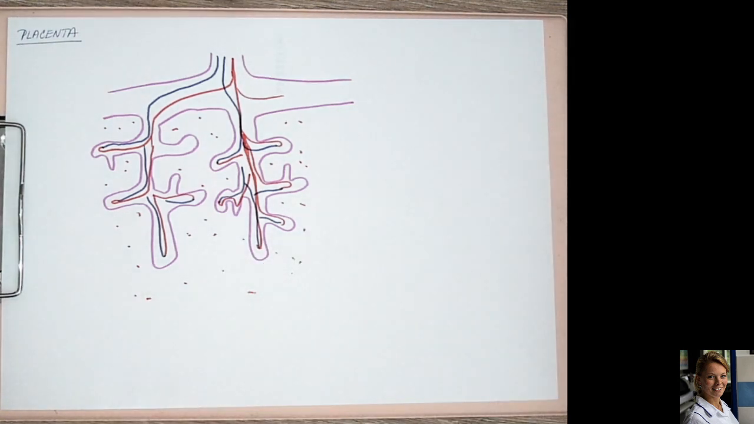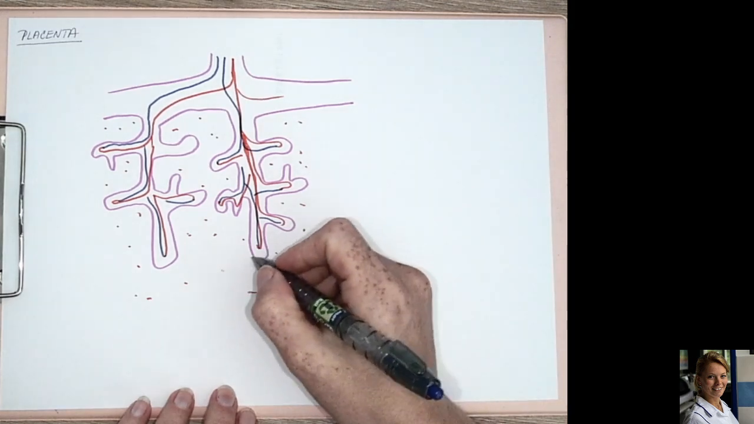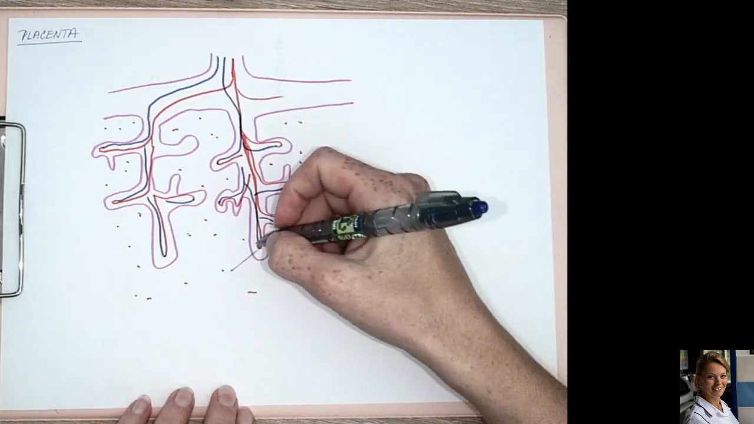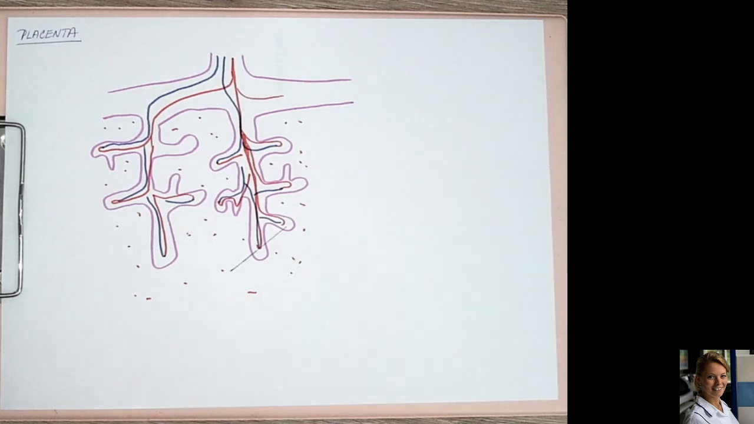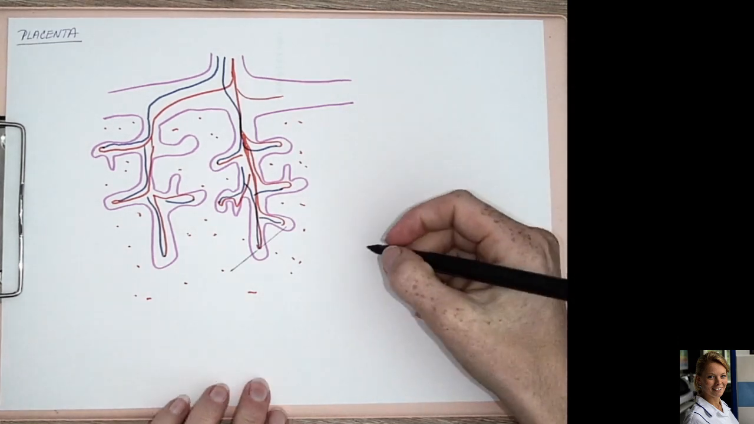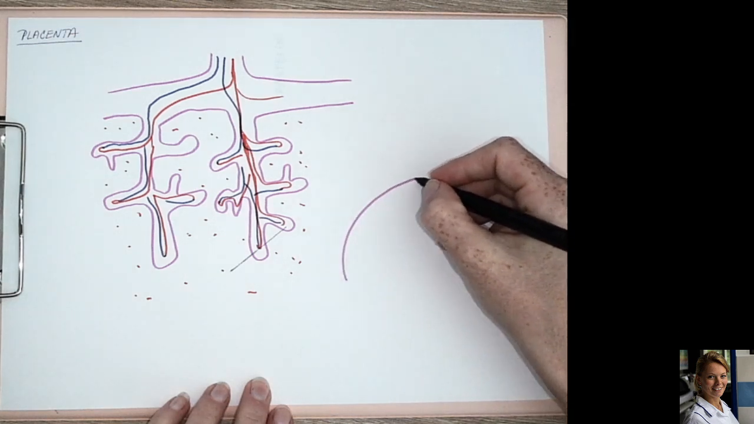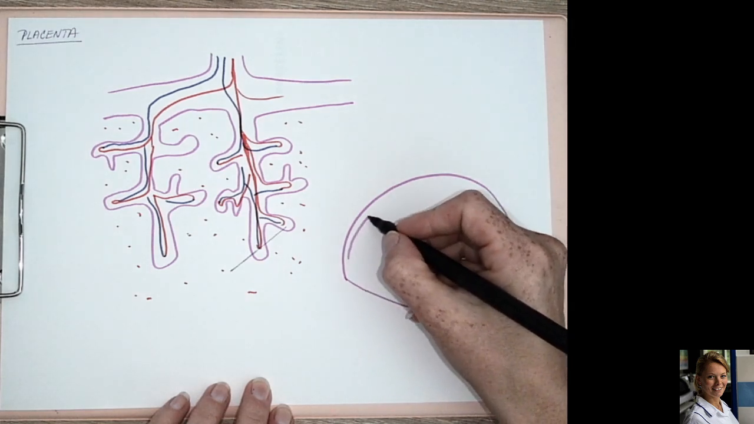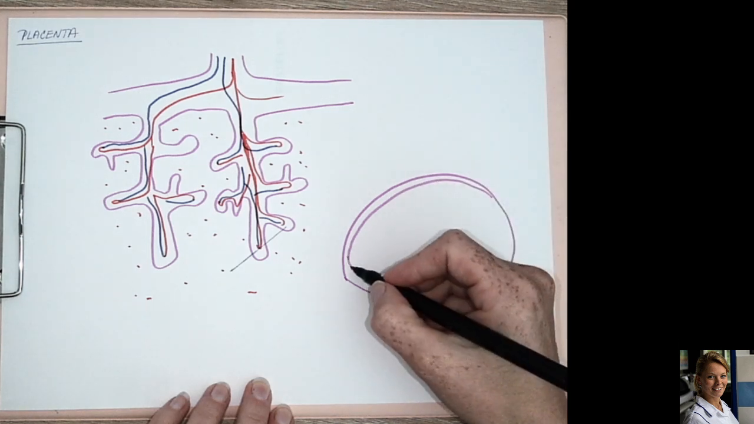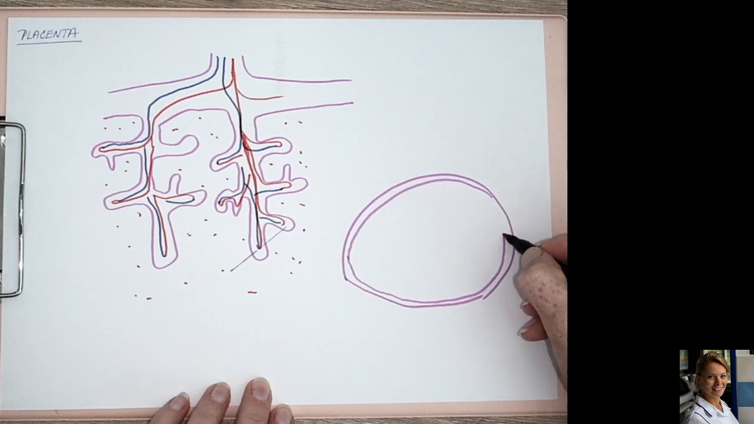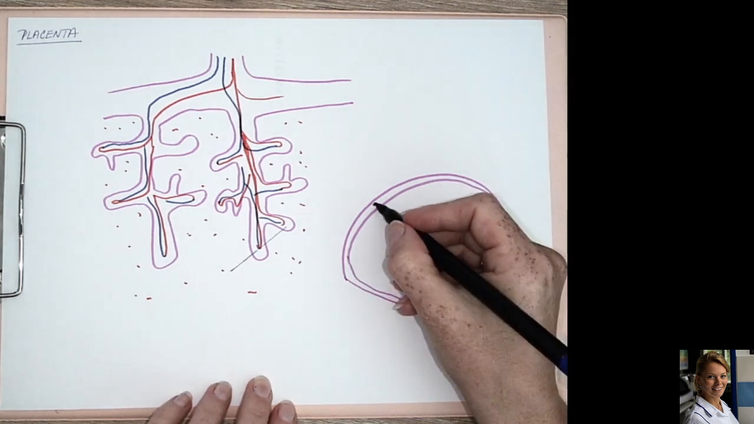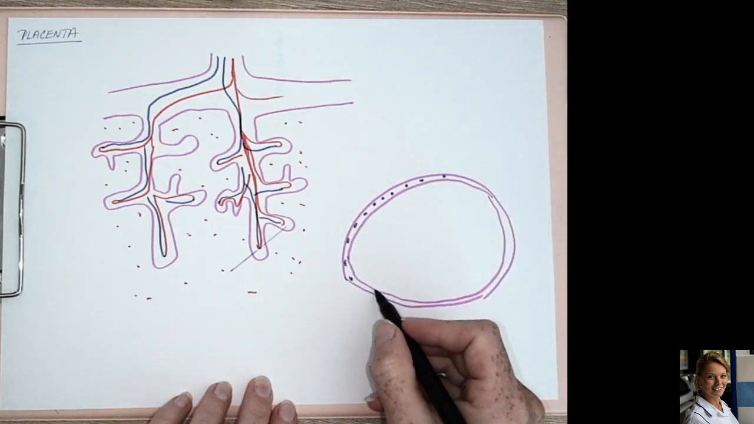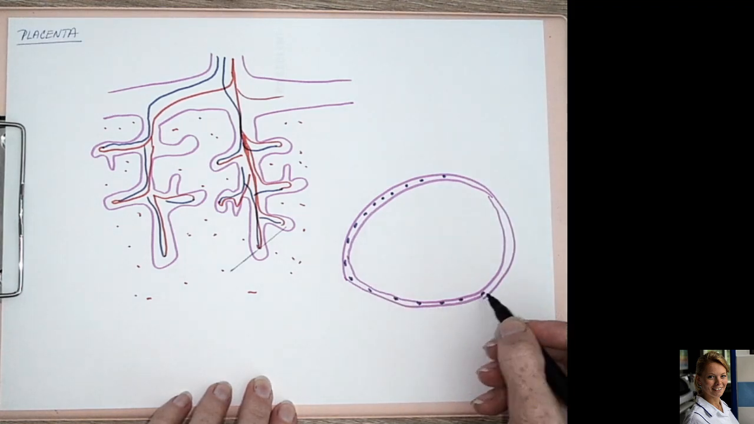Now we look closely at individual villi. Villi are lined with multinucleated syncytiotrophoblasts, dark staining, with many nuclei. So this is the syncytiotrophoblasts.